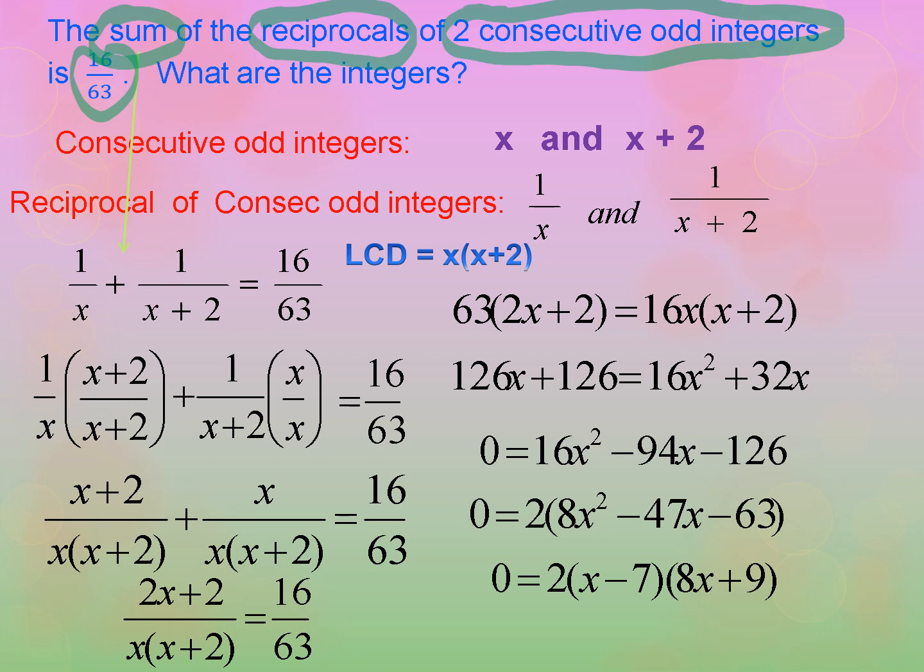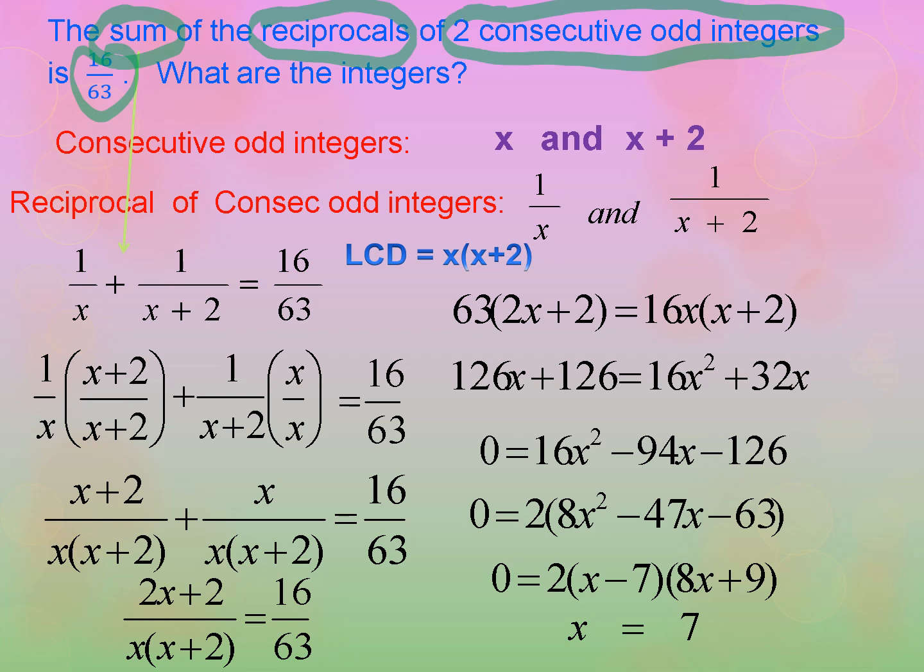I'm now going to set each piece equal to 0. Well, 0 will never equal 2. Then I say, okay, well, 0 equals x minus 7, so x is 7. And then 0 equals 8x plus 9, which gives me negative 9/8.